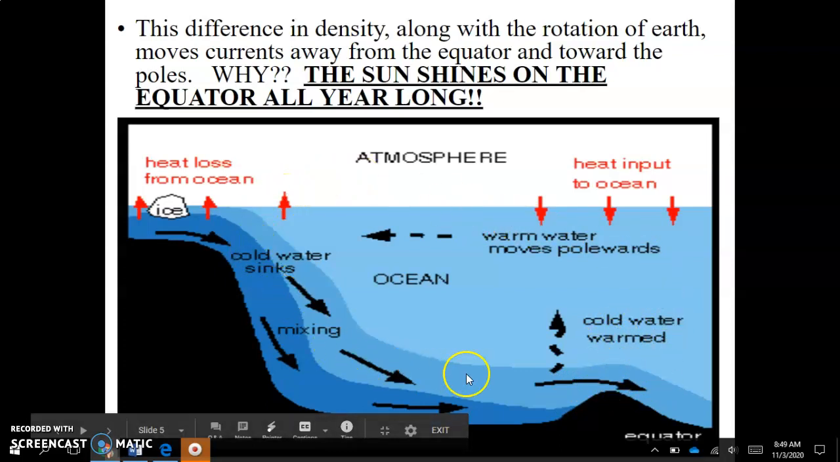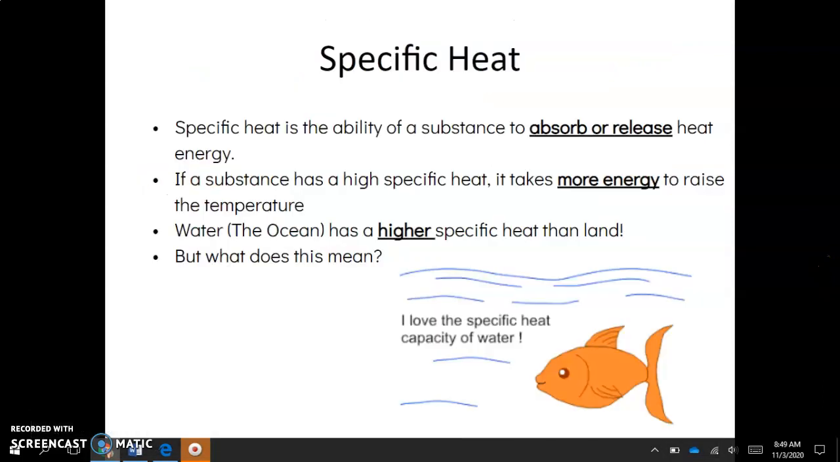As a reminder, this is called a convection current, just like the ones that are in the mantle that move our plate tectonics. So specific heat is a concept we need to talk about, and when we refer to the specific heat of a substance, that's just the ability of the substance to absorb or release heat energy. So if a substance has a high specific heat, that means it takes more energy to raise the temperature. So when we're talking about sunlight hitting the earth, there'd have to be more sunlight and more radiation to raise the temperature.